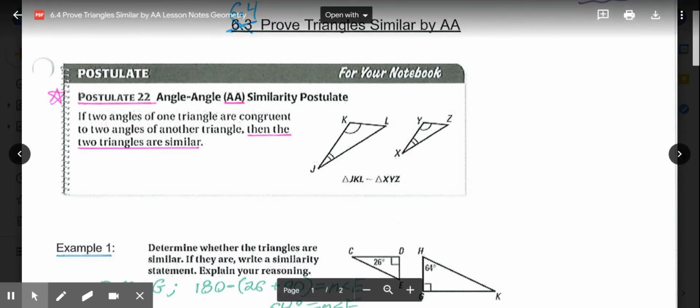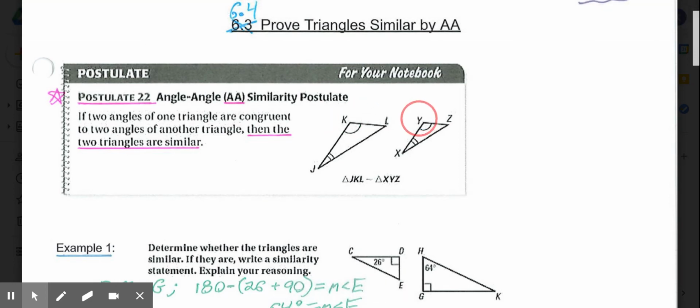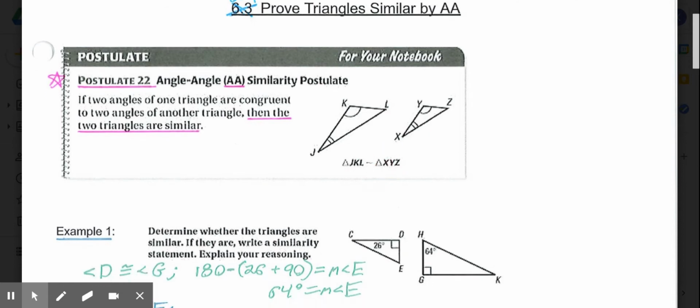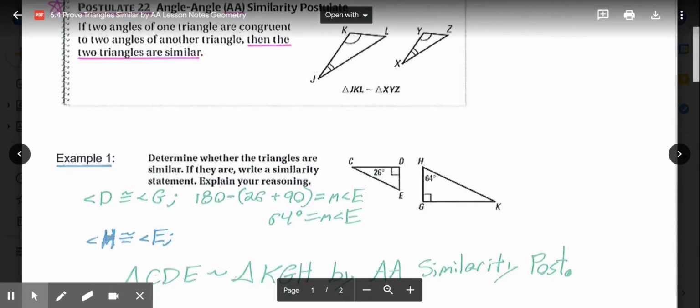If we look at our two triangles here, angle K is congruent to angle Y. We know that because of the single arc. Angle J with the double arc is congruent to angle X with the double arc. So then we can say triangle JKL is similar to triangle XYZ. So let's look at that postulate.